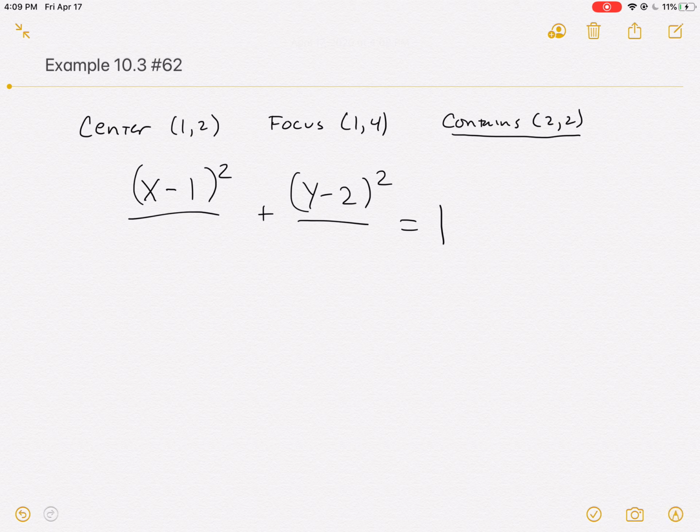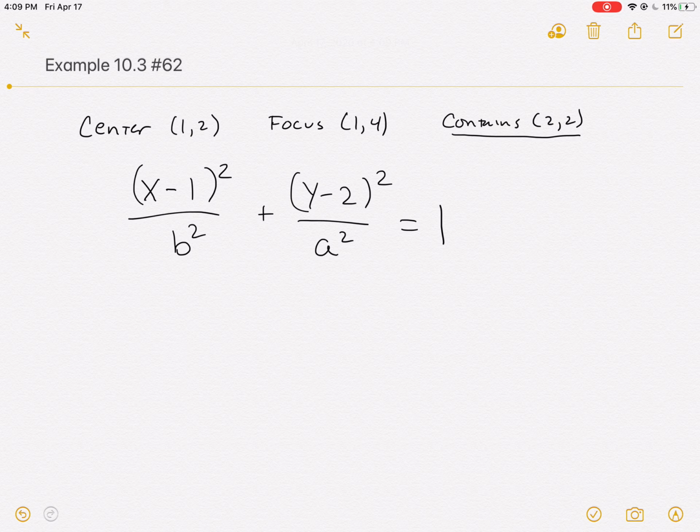Now what I do know is that the y has the bigger value under it, so I'm going to put the a squared underneath the y. Okay, so I'm going to always let a be my bigger value. And it's definitely underneath y because to move from the center to the focus was a shift in the y direction. Well, here's what I know.